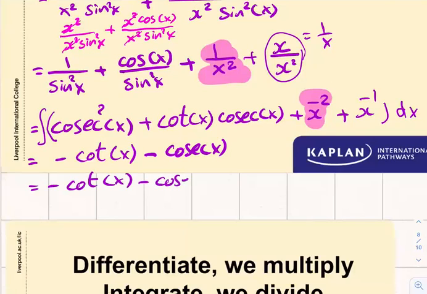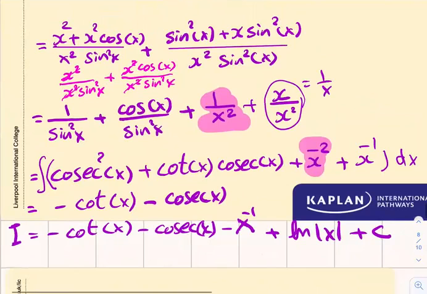Minus cosec x. And the integral for x to the power minus 2 is minus x to the power minus 1. And the integral for x to the power minus 1, that is the integral of 1 over x, which is ln x. So plus ln x plus c. And that's it. So I equals that's the integral. Okay? You okay with this?